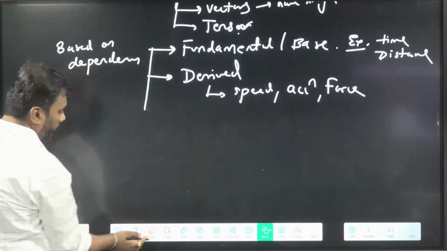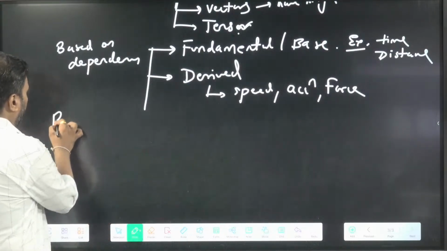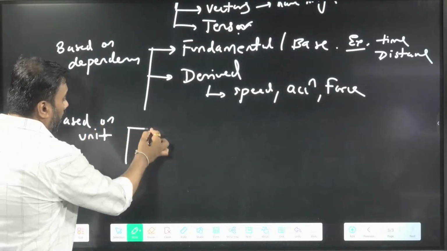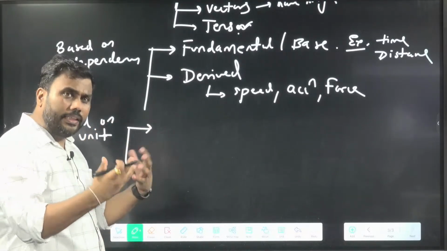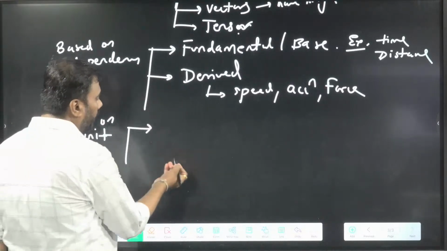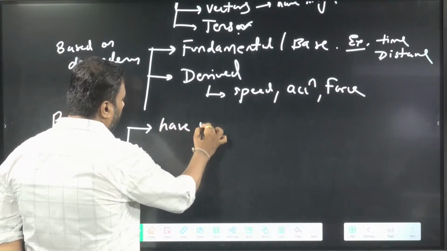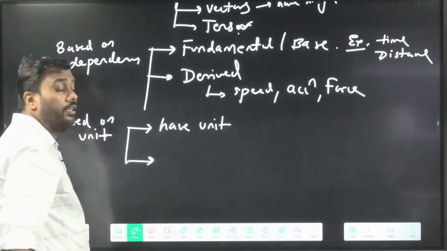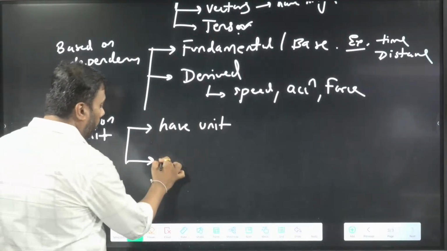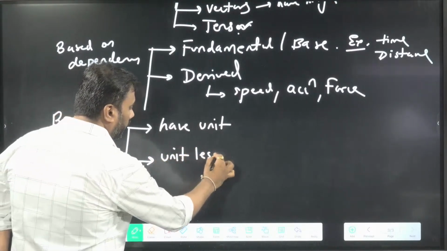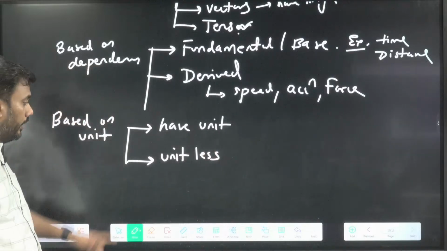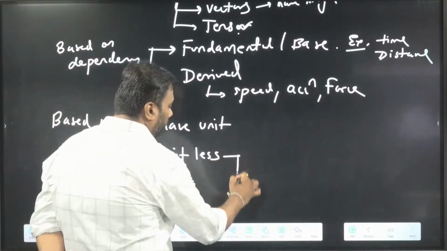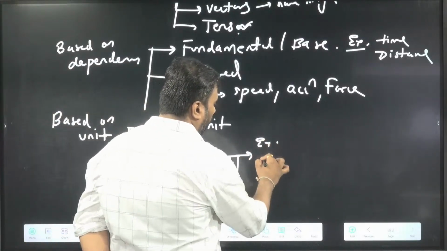Now we will talk about classification based on units. Maximum physical quantities have units. A lot of physical quantities have units, but there are some physical quantities which do not have any unit. They are called unitless. They can be measured, but they are unitless. There is no unit involved. Some examples, like refractive index.